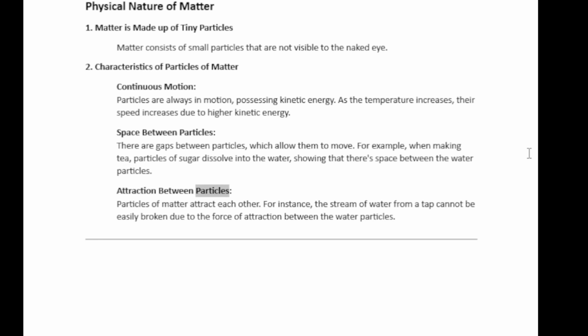Attraction between particles. Particles of matter attract each other. For instance, the stream of water from a tap cannot be easily broken due to the force of attraction between the water particles.